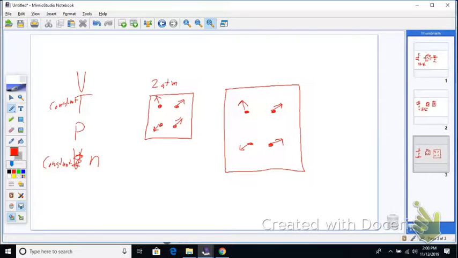What's the pressure over there? If it's twice as big, then it's going to be 1 atmosphere. So, twice as much space for the molecules to go. Twice as much space means half the collisions. So then, it's 1 atmosphere.